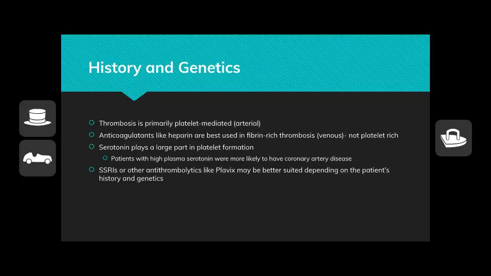And to look back even farther, serotonin plays a large part in platelet formation. Patients with high plasma serotonin are more likely to have coronary artery disease. There are other types of medications that can be given for patients that are prone to blood clots. Some could be serotonin reducing agents, or Plavix is more commonly used, but it also depends on the patient's history and genetics.